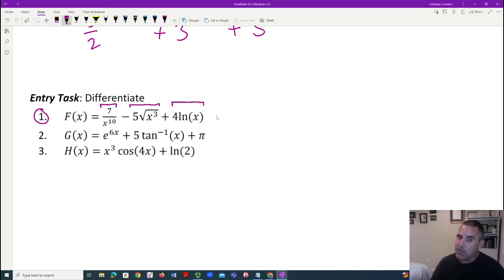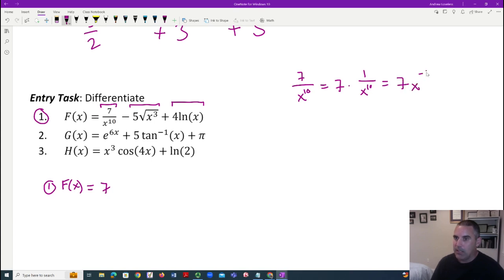So that means I have 3 jobs. For each one of those, I'm going to rewrite the term. Right now it looks kind of pretty, but I'm going to write it in an ugly way. This is 7, and if you're having trouble with this, 7 over x to the 10th is the same as 7 times 1 over x to the 10th, which is the same as 7x to the negative 10. If you want to be good at calculus, you've got to be able to do those things quickly.